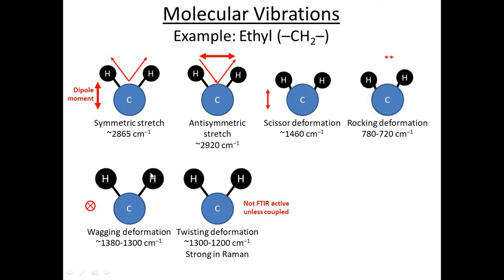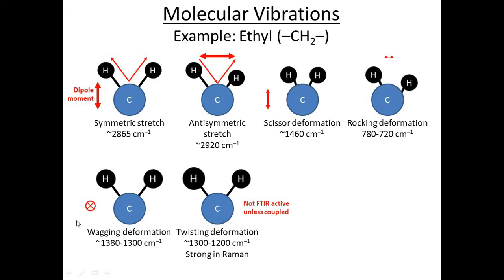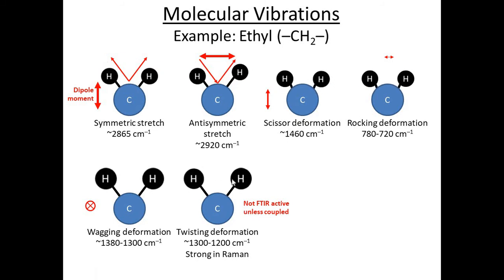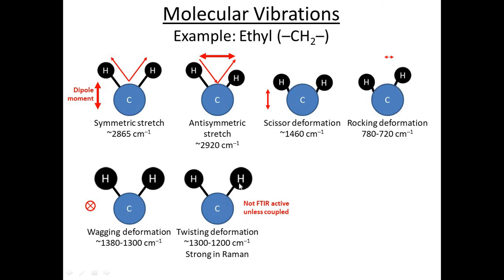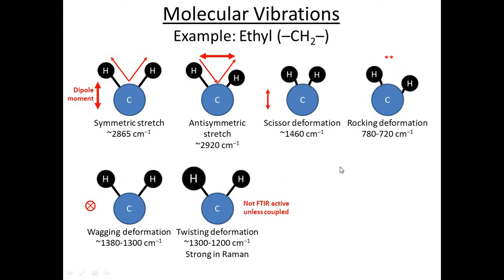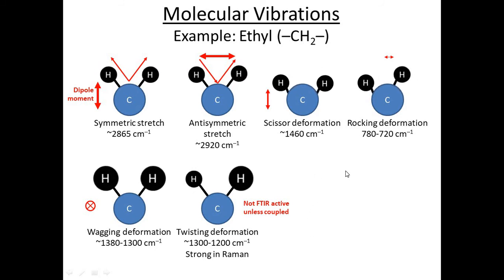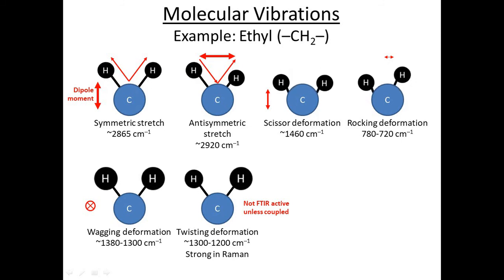The wagging deformation, if you do, again, the vector addition, the dipole moment of that is going to be oriented into the plane of the board. And the twisting deformation is not FTIR active. If you actually add up the vectors, you'll note that you will get 0. And so this does not absorb strongly at all in FTIR unless it's coupled to other vibrations. So keep that in mind. Again, it's all about electric dipoles and oscillations of the electric dipole. If you don't have an electric dipole, it's not going to show up very strongly in FTIR.